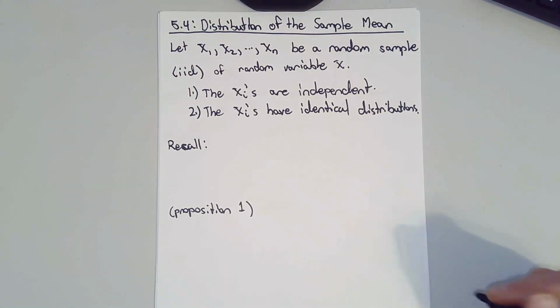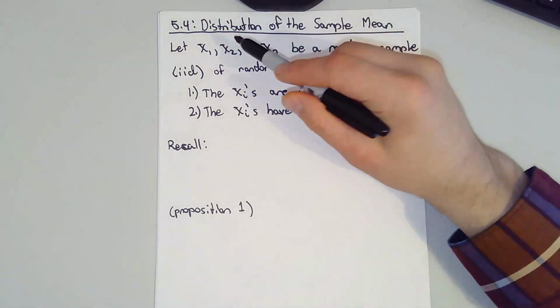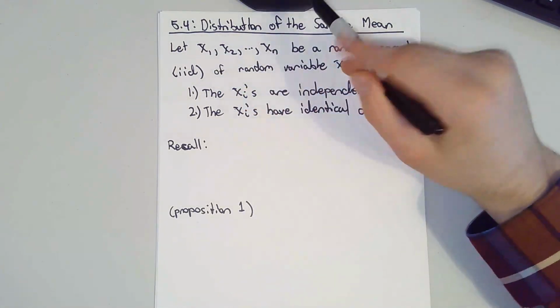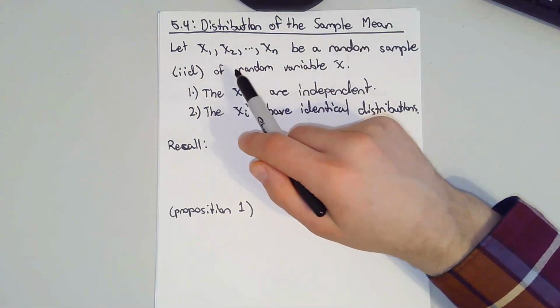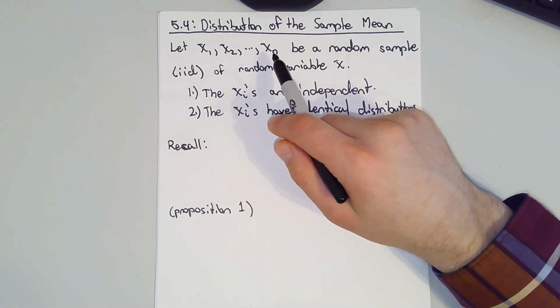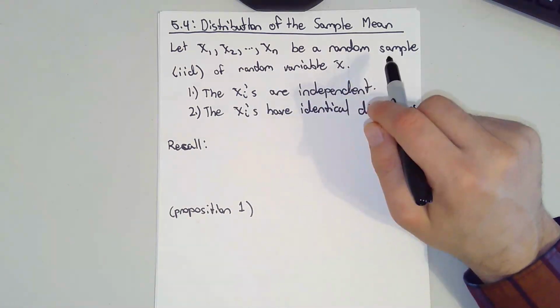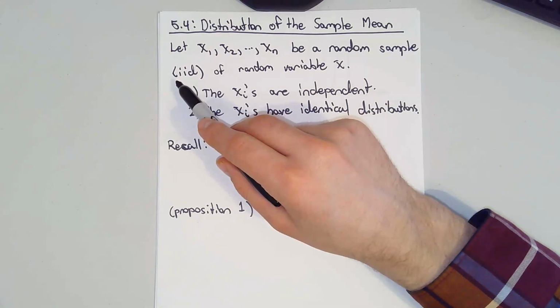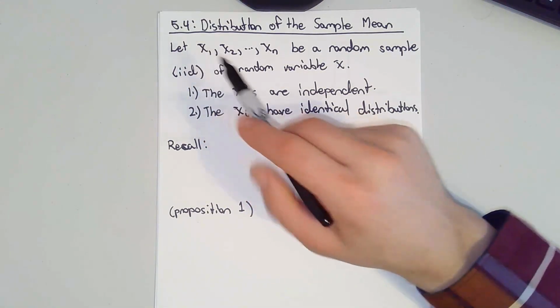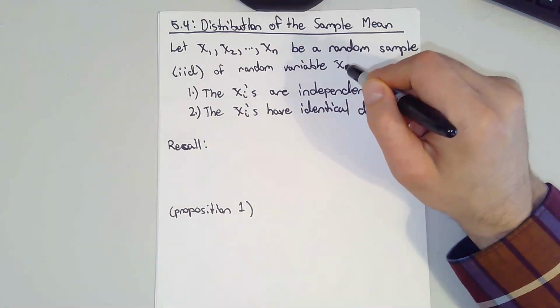Hello. In this video we'll be discussing section 5.4, the distribution of the sample mean. Let X sub 1, X sub 2, all the way up to X sub n be a random sample. Again, this means IID, which is short for independent and identically distributed, of the random variable X.